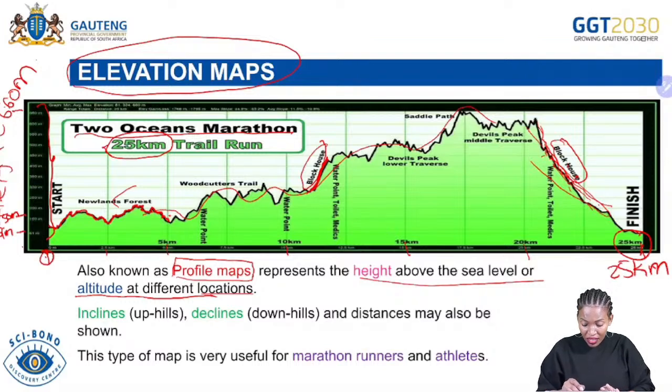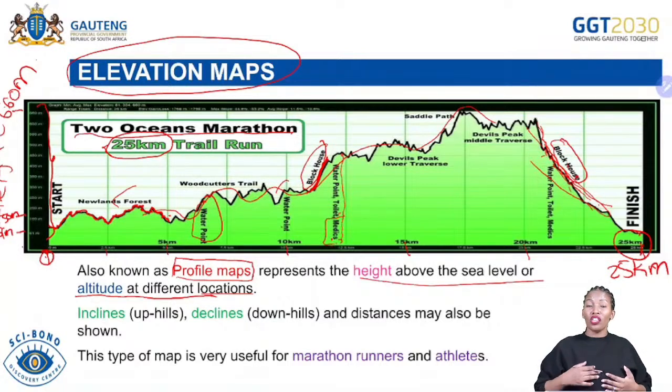And then we've got the different points, like here we've got water point 1, water point, toilet, and medics. You know, sometimes the examiner can even ask, why are we having medics? Medics is the medical team. Why are we having the medical team? It's a marathon. Some people may be unfit, others will faint, others will run short of breath. So there's so many things that can happen. People will need medical attention. So that's why they have a medical team that is waiting there.